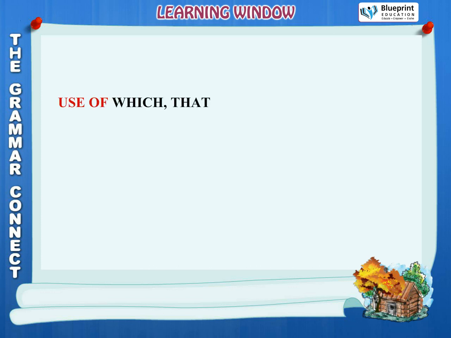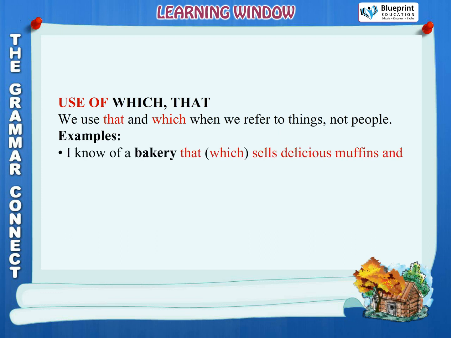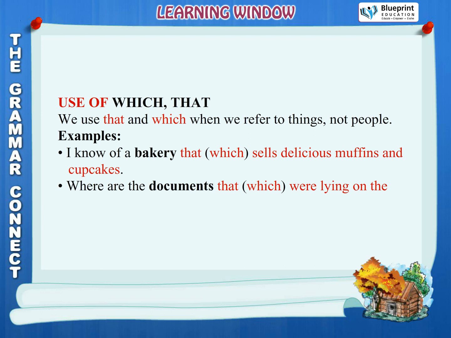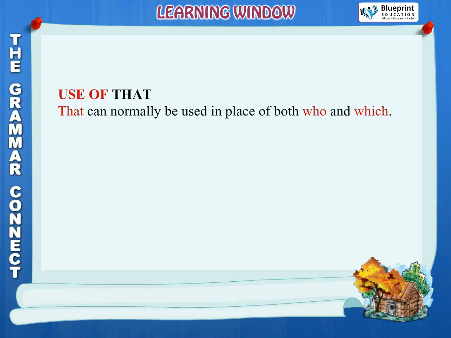Use of which, that. We use that and which when we refer to things, not people. Examples: I know of a bakery that, which, sells delicious muffins and cupcakes. Where are the documents that, which, were lying on the table? Use of that. That can normally be used in place of both who and which. However, in specific cases, we have to use that.